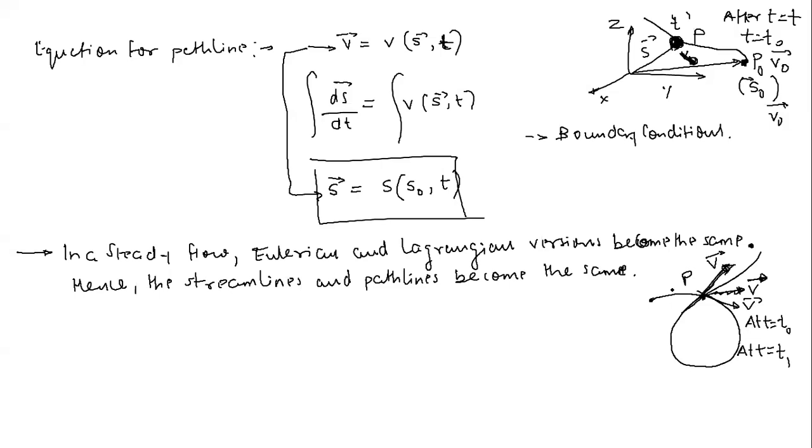So in a steady flow, the Eulerian and Lagrangian versions reduce to the same thing. The streamline and path lines become the same. So if the flow is steady, then the path line also cannot intersect itself. Just remember, even though after time t equal to t1 the magnitude of the velocity vector remained the same, the direction should also remain the same. Then only we can say the velocity vector is not changing with respect to time. Okay. So is it clear to all of you?